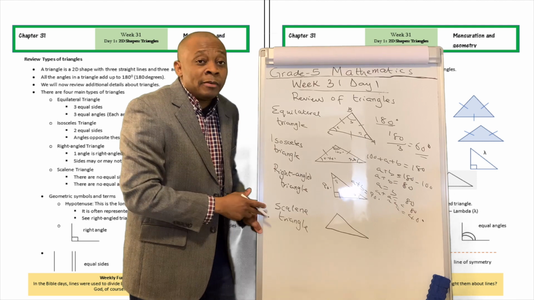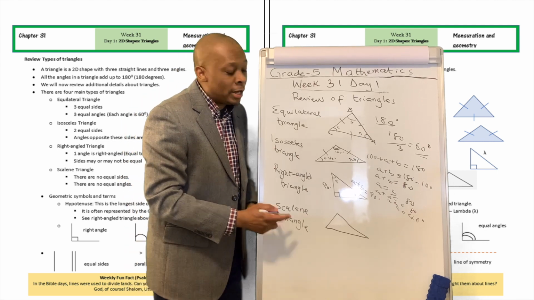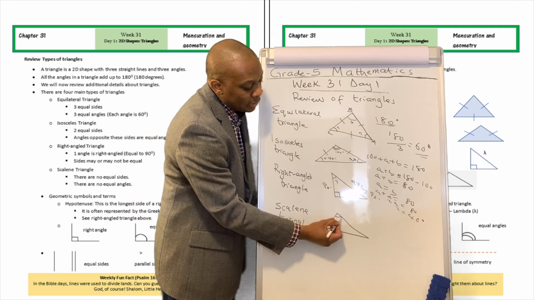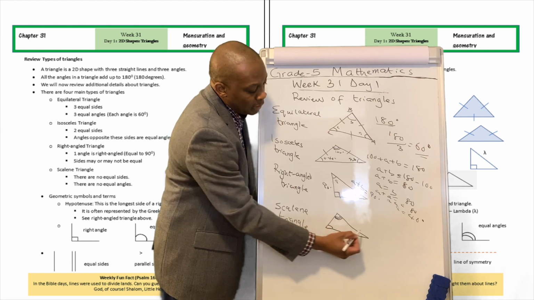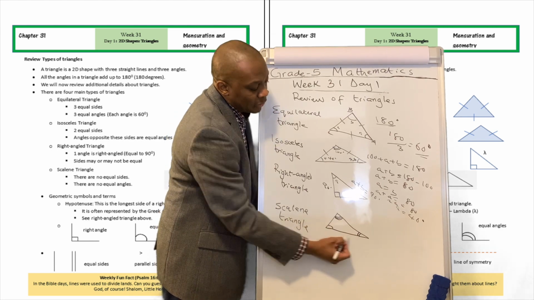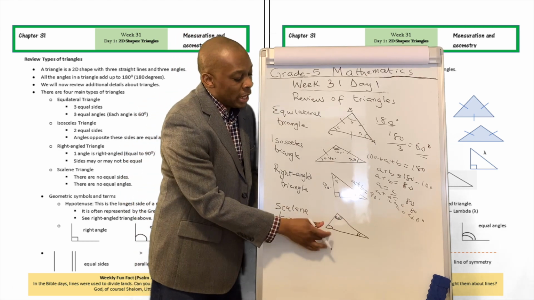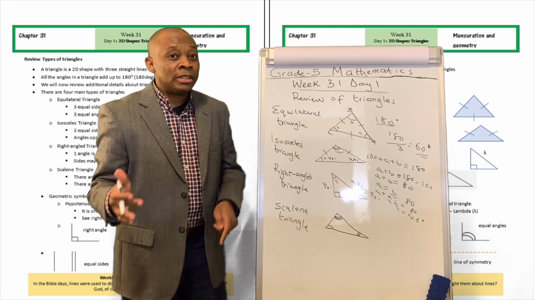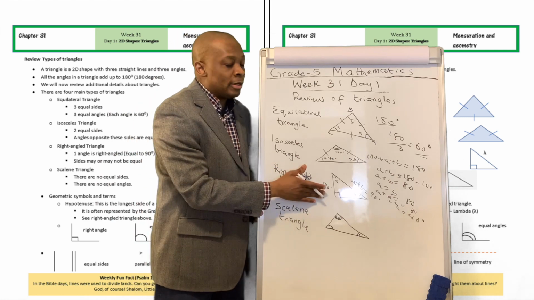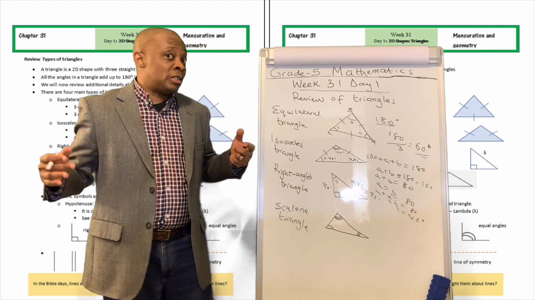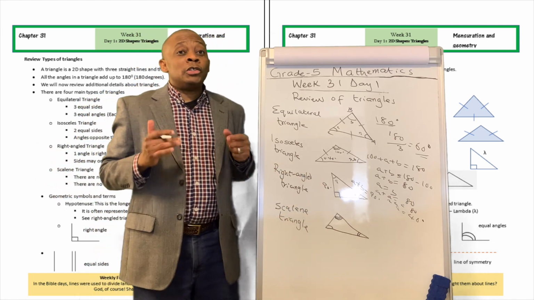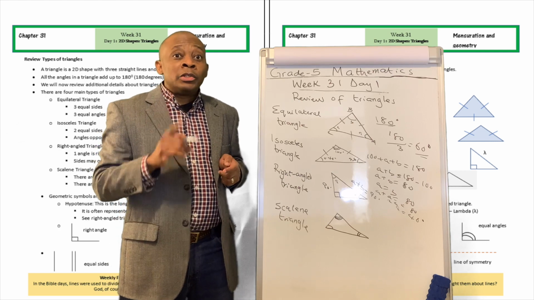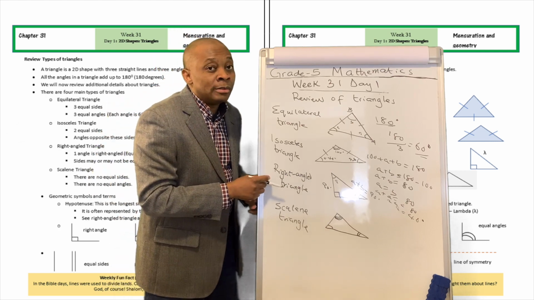Now, another type of triangle is called a scalene triangle. In a scalene triangle, this angle is different. All right, this is a different angle, and this is going to be a different angle as well. And no line is equivalent to another. In a right angle triangle, the lines do not necessarily have to be equivalent. You just need to have one 90 degree angle. You're going to have a right angled triangle.